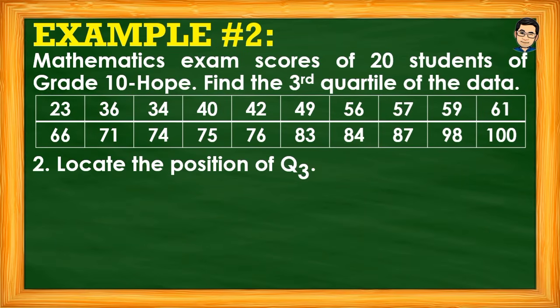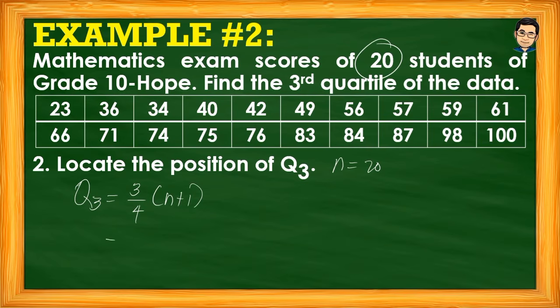So, ayan yung ating mga in-arrange kanina. So, from 23 up to 100. Now, for the second step, locate the position of Q sub 3. Okay. So, Q sub 3 is equal to 3/4 times n plus 1. So, n here is 20. So, ayan, kitang-kita naman mismo sa problem, 20 students. So, n is equal to 20.